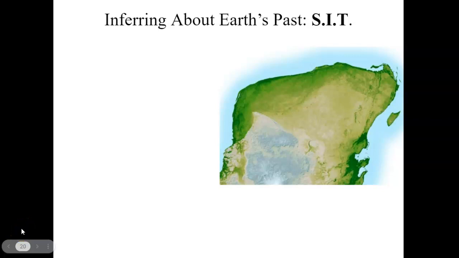So we're picking up on some climate literacy material for one of our final quizzes of the quarter. When we try to infer about Earth's past, what the climate was like previously, we rely on SIT: evidence in the sediment, evidence in the ice, and evidence in tree ring data. Sediment, ice, and trees.